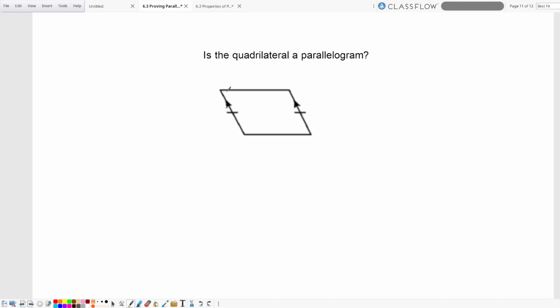So here's an example in which we have pretty much that property. The arrows say you are parallel. The dashes say that you are congruent. So yes, this would be a parallelogram.